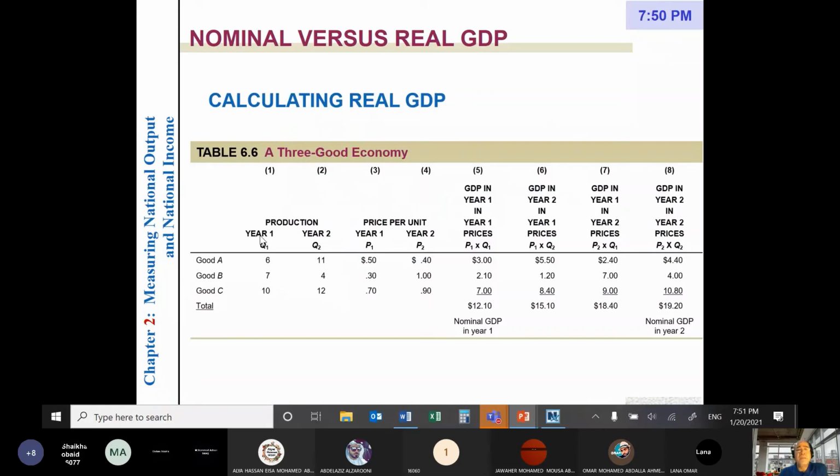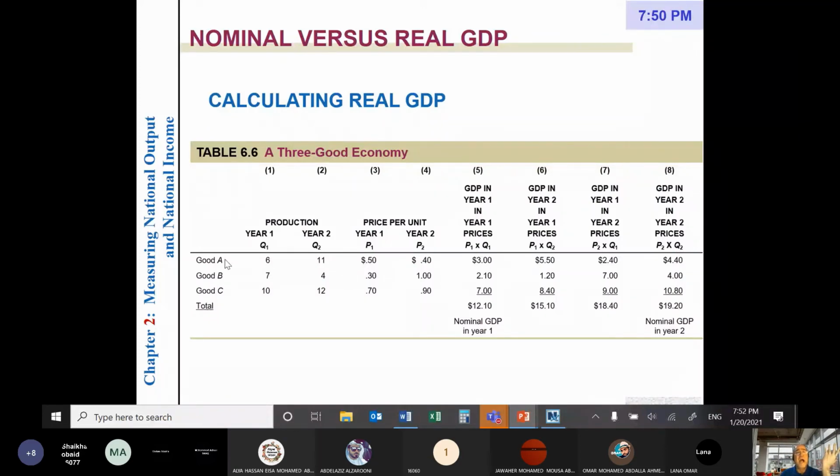Assume this is year 1, 2001, and year 2, 2002. And I will use year 1 as a base year. So here quantities and here prices. Here quantities and here prices. So number 1, how to calculate gross domestic product in year 1? As we did before, the quantity times the price of the same year. So 0.5 times 6 equals 3, right?